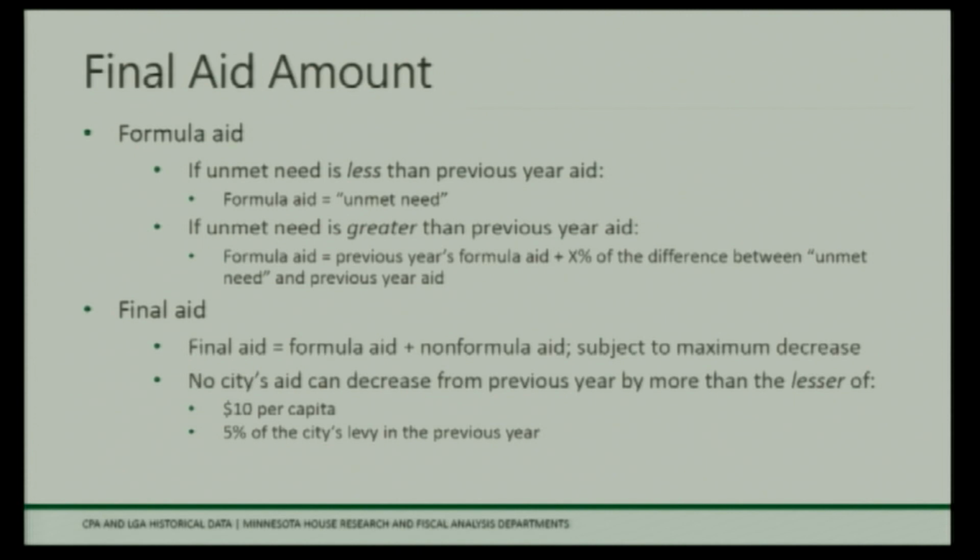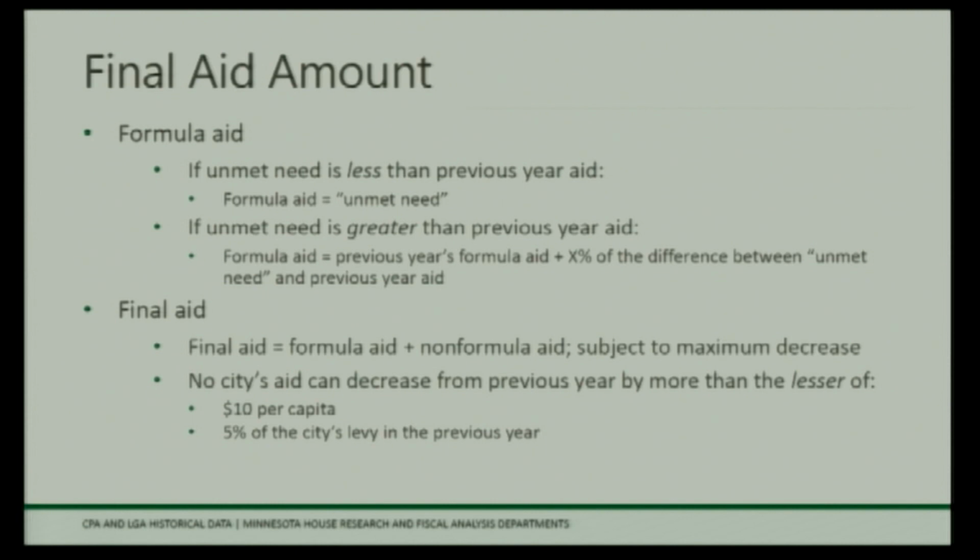So what the LGA formula does is it takes this calculation of unmet need and uses it to determine a final aid amount for each city. So if a city's unmet need is less than the aid that it received in the previous year, its aid will decrease. Meaning, the city is determined by the formula to be less needy than it had been in the previous year, so that city is going to receive less LGA. The amount that it would be reduced to would be the city's unmet need, but reductions in LGA from one year to the next are subject to maximum decreases, and that's on the bottom of this slide.